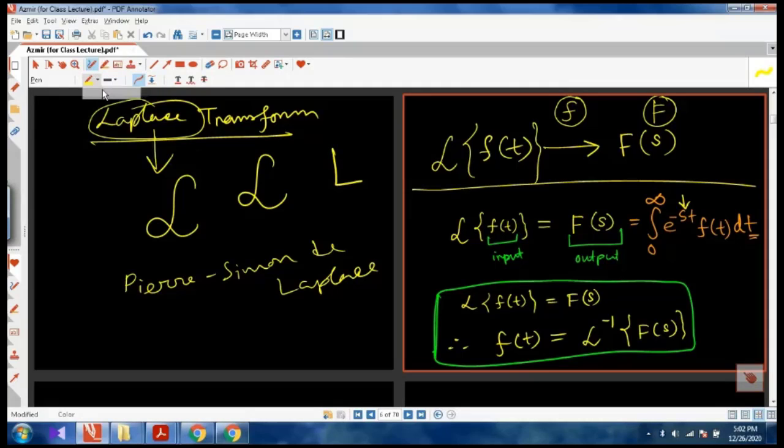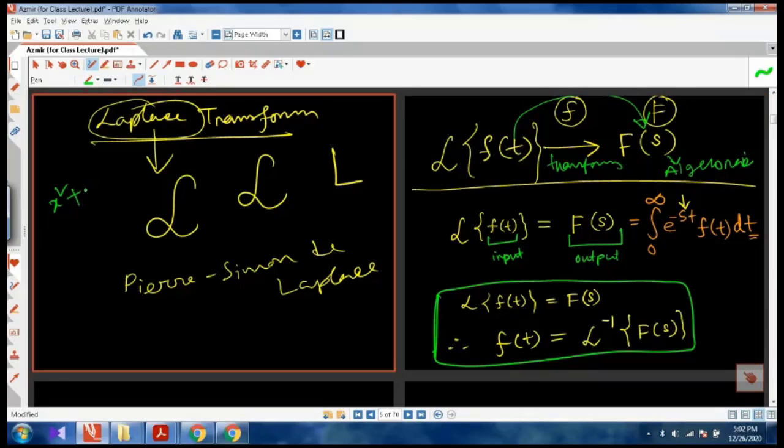So what does Laplace transformation do? Laplace transformation actually transforms the time variable function to another function, which is actually an algebraic function. What is algebraic function? Let's say we have x squared plus 5x plus 6 equal to 0. Like s squared plus 5s plus 6 equal to 0. So this is one algebraic equation.